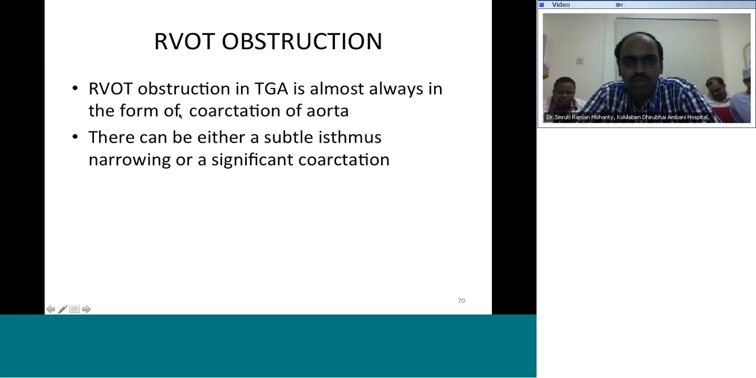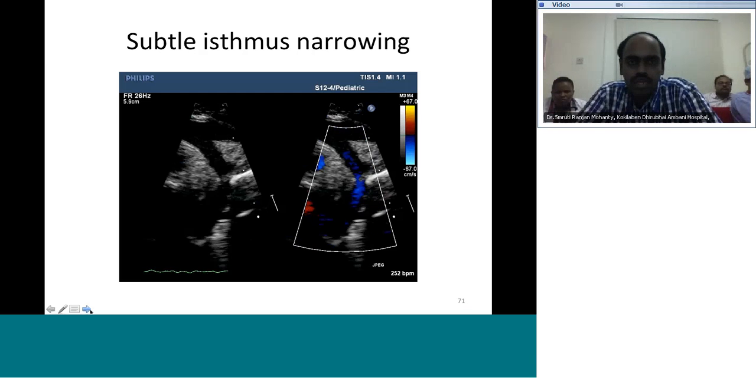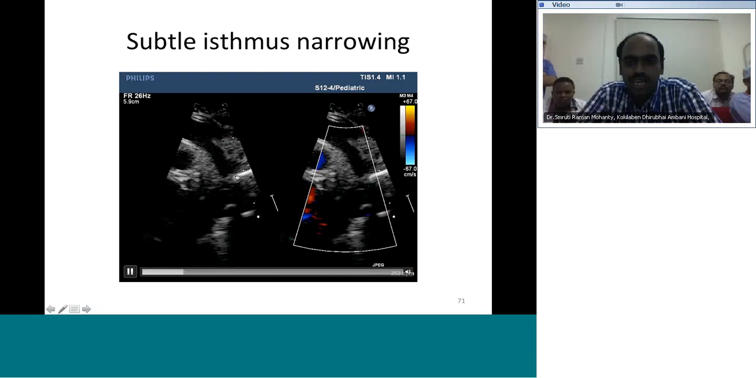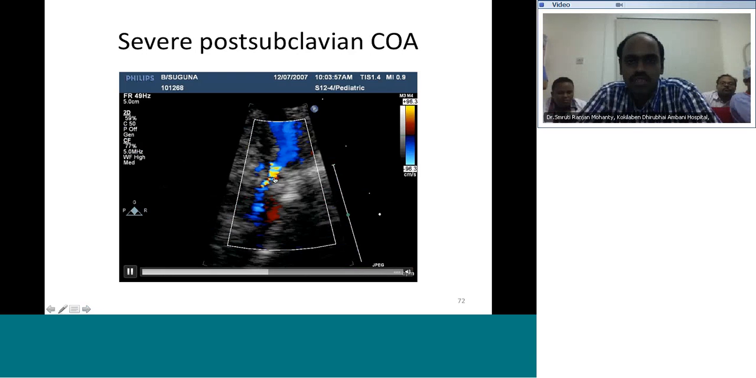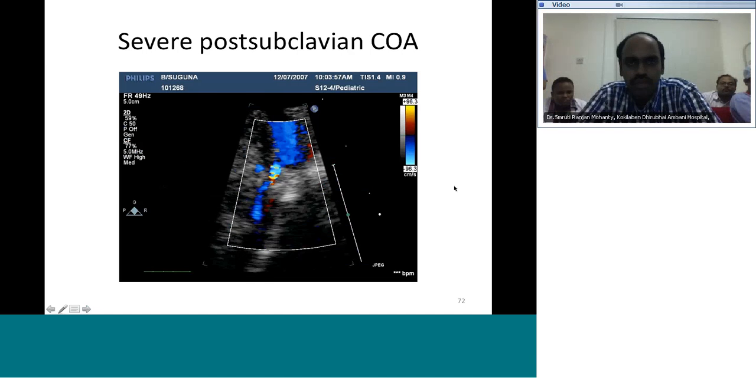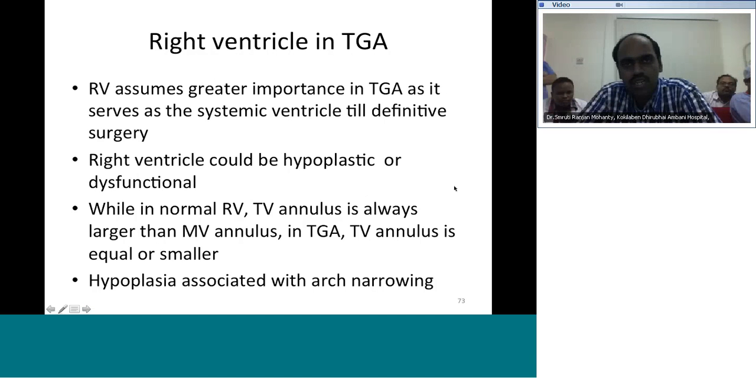RVOT obstruction is almost always in the form of coarctation. Very rarely there can be subaortic stenosis. This is mild arch narrowing, and sometimes the arch narrowing can be terrible. This is a tight post-subclavian coarctation. So varying degrees of right ventricular outflow tract obstruction can occur.